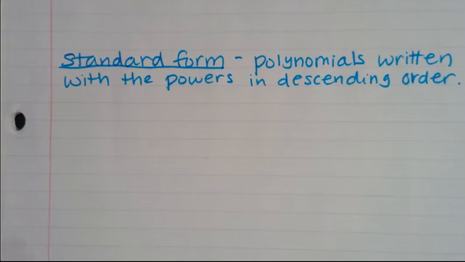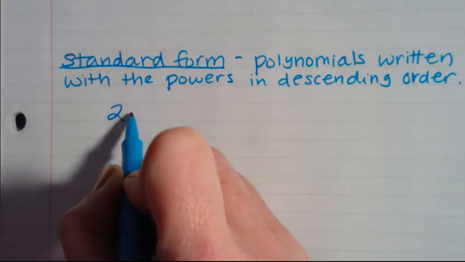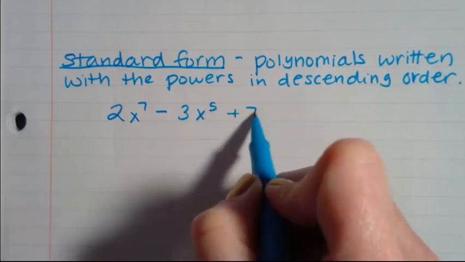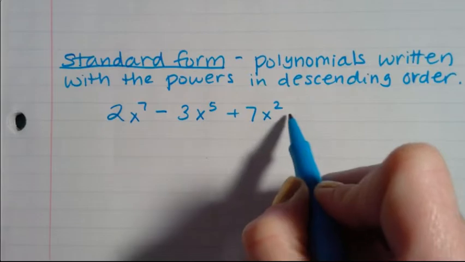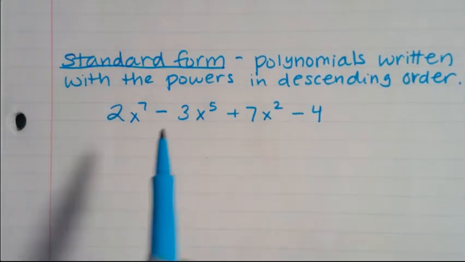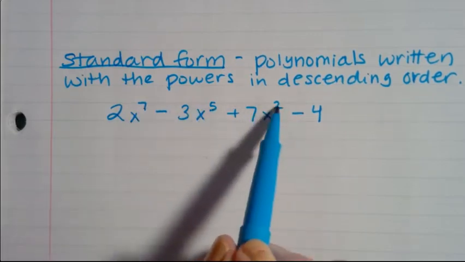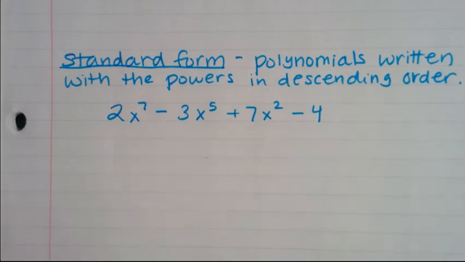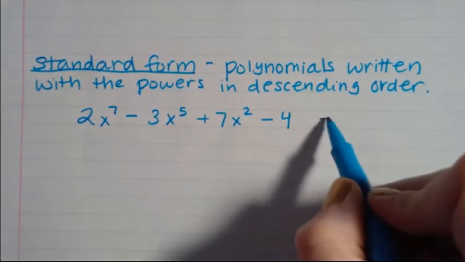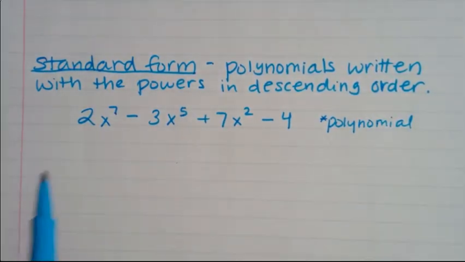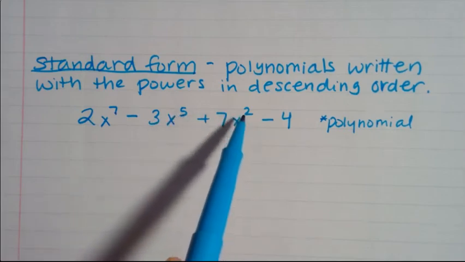Okay, so what you'll notice is, let's say we had all x's. So if we had 2x to the 7th minus 3x to the 5th plus 7x squared minus 4. You'll notice that our x's have different exponents, and our exponents are in descending order. It has nothing to do with the coefficient, it's all the exponent. Okay, so this would be a polynomial. And that's not just because they're in descending order. If you look, our exponents are all non-negative integers.